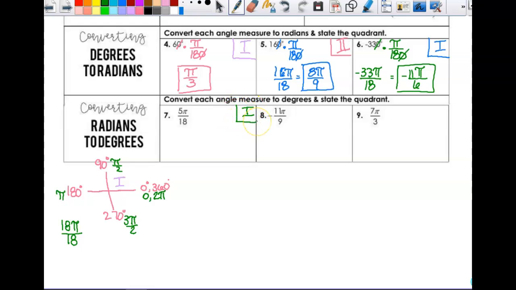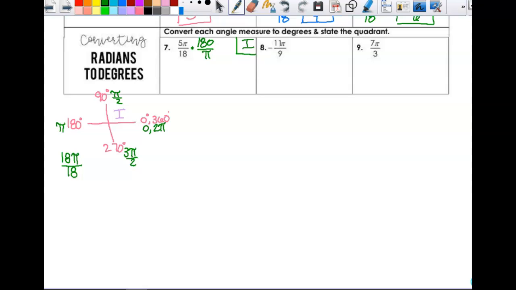Then let's go convert. So we're going to multiply. This time I need to divide the pi out of it, so I'm multiplying it by 180 over pi. And then 18 goes into 18 once, into 180 10 times. The pi's cancel out, so I get 50 degrees, which I can confirm is in the first quadrant. Okay. We good so far?